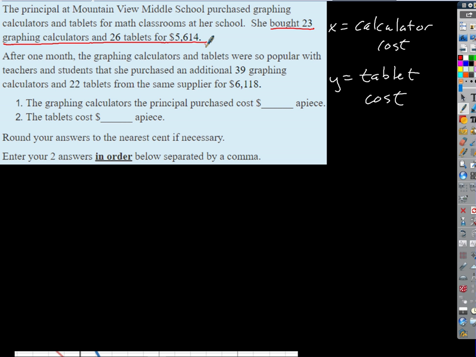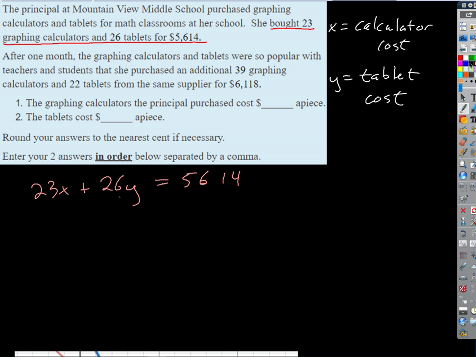Can we turn that into an equation? Yes. What do you think? Help us out. 23x plus 26y equals 56.14. Okay, you're correct. Let's talk about why this works. The total cost, really this is just the cost of the calculators, isn't it? 23 calculators times the price of X per calculator tells us the total amount we paid for calculators, right? And 26 times Y dollars per tablet tells us the total amount spent on tablets. And the sum of the two is $56.14, right?